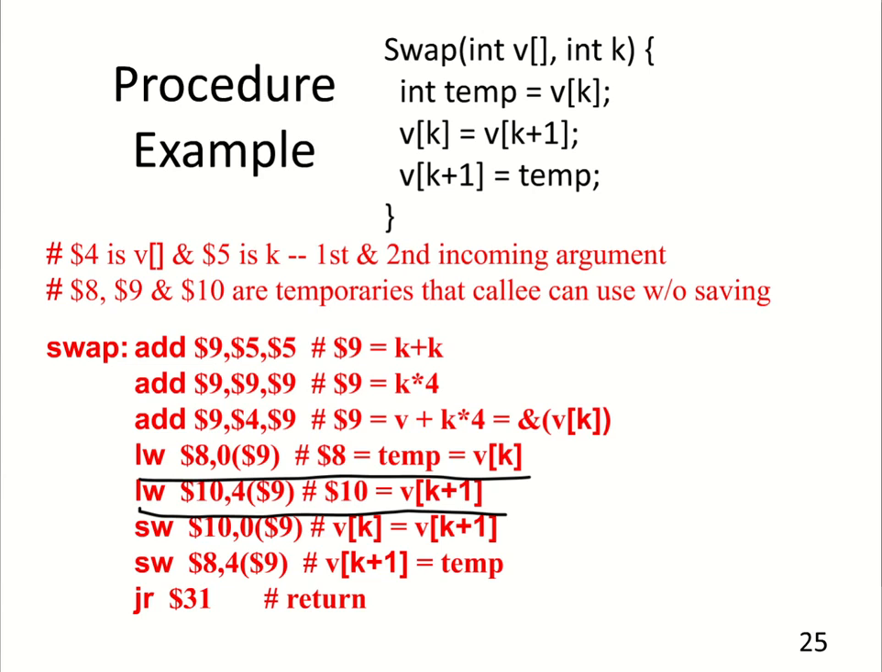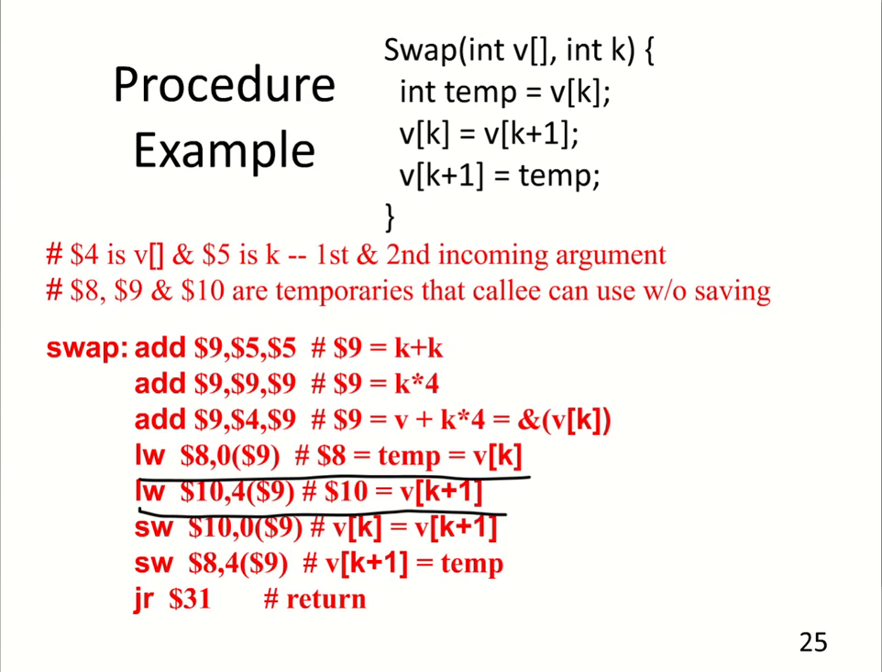We can basically add k to itself, which is essentially equivalent to multiplying by 2, and then perform a self-addition of that 2k value to go from 2k to 4k, and that leads us to having the value k times 4 in register 9 after the second instruction. The third instruction then adds that offset to the value of V, which is the address of the first entry in the array V. So at the end of the third instruction, we now have the address of entry k of array V in register 9.